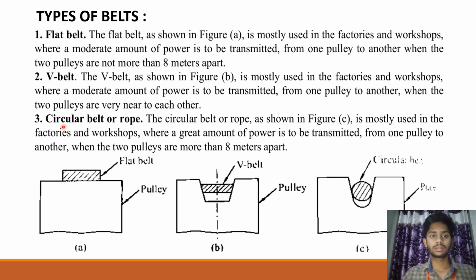Next, circular belt or rope. The circular belt or rope is mostly used in the factories and the workshop, where a great amount of power is to be transmitted from one pulley to another pulley when the two pulleys are more than 8 meters apart.